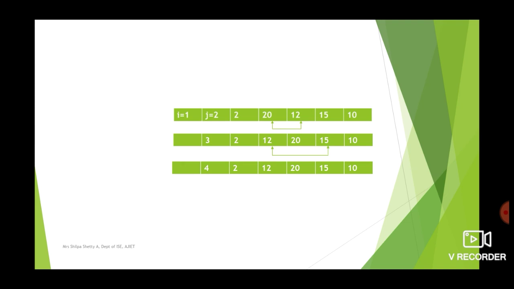So the array will be as it is, that is we'll have 2, 12, 20, 15 and 10. In the next iteration, the second element is compared with the last element of the array, that is 12 and 10 are getting compared here. Because 12 is greater than 10, the positions of 12 and 10 will get swapped. So 10 will come to the second position and 12 will go to the last position. So after this swapping, the array looks like this. We have 2, 10, 20, 15 and 12.